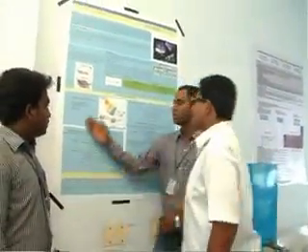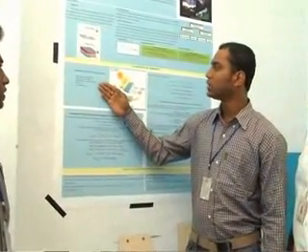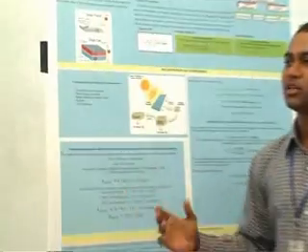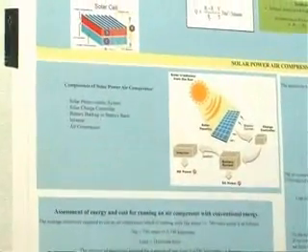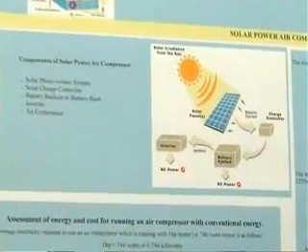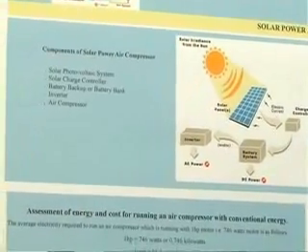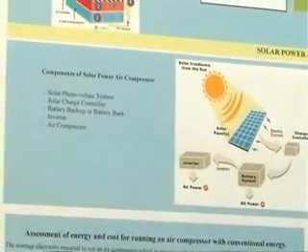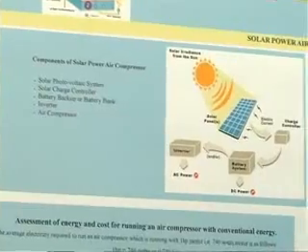Here we can see the components of the solar powered air compressor. The first component is the solar photovoltaic system, which is the solar panel. The second component is the solar charge controller, whose work is to control the electricity which is given to the compressor. And the third component is the battery backup or battery bank.